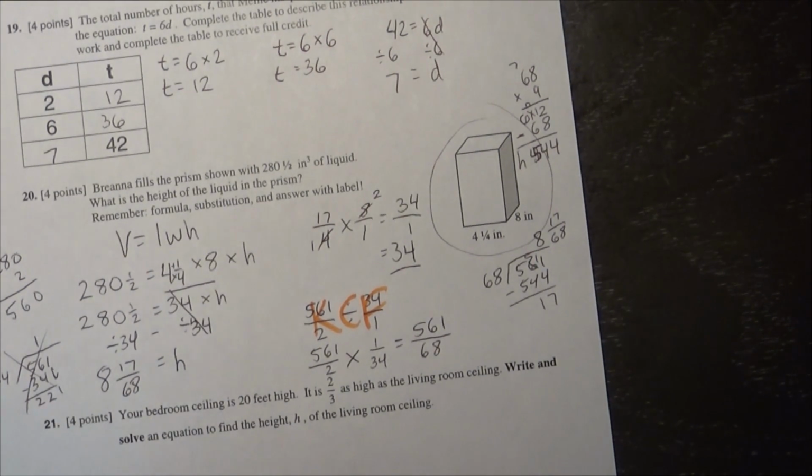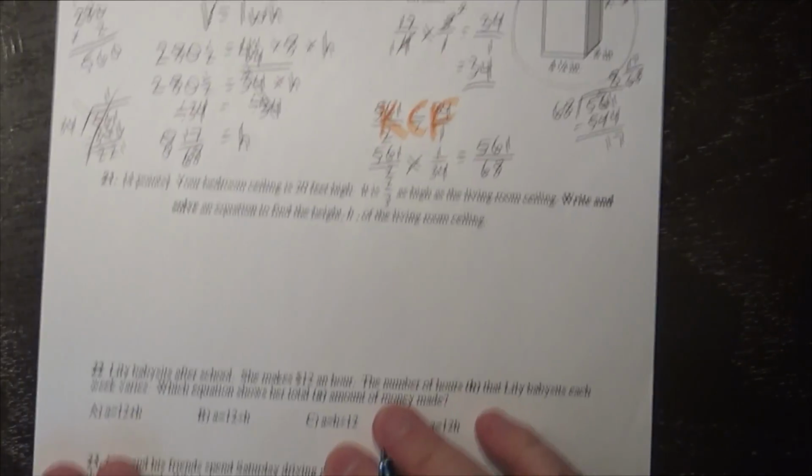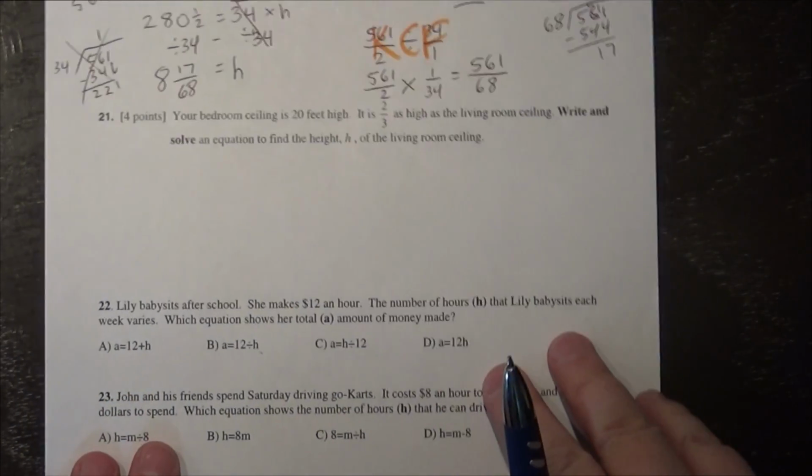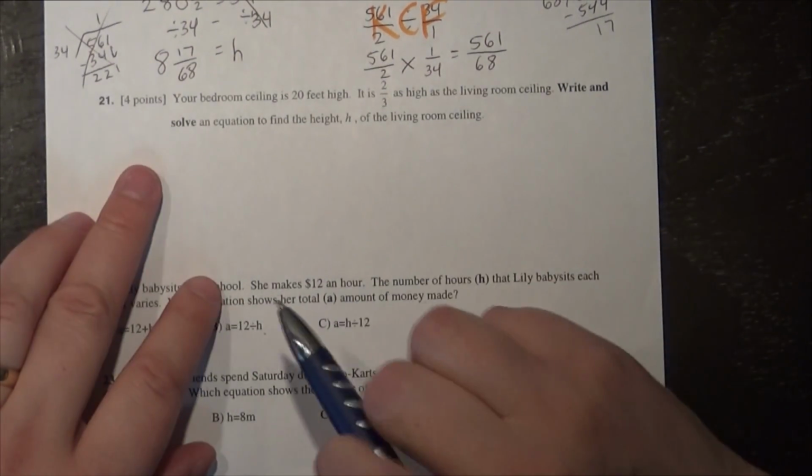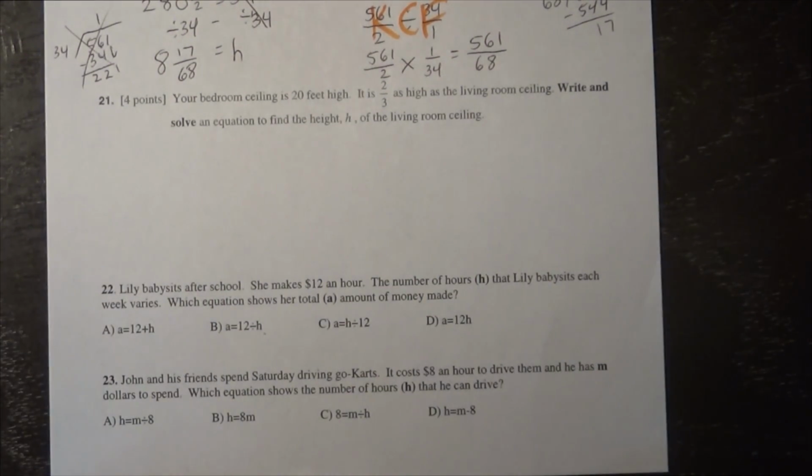All right, let me move on now to number 21. Hopefully this is showing up in our video. All right, your bedroom ceiling is 20 feet high. It's 2/3 as high as the living room ceiling. Write and solve an equation to find the height, h, of the living room ceiling.